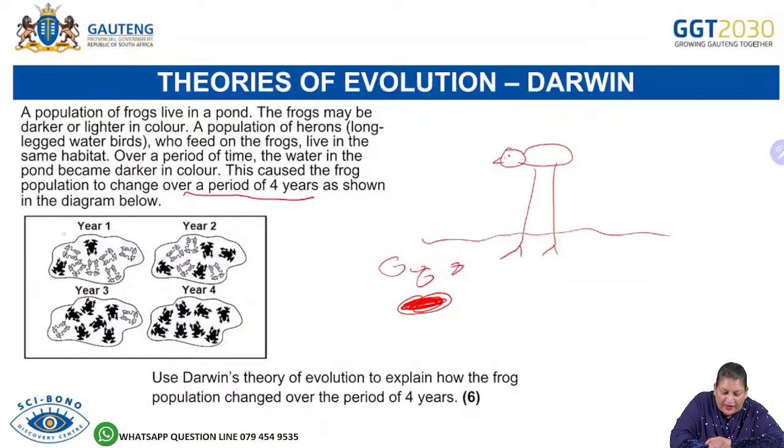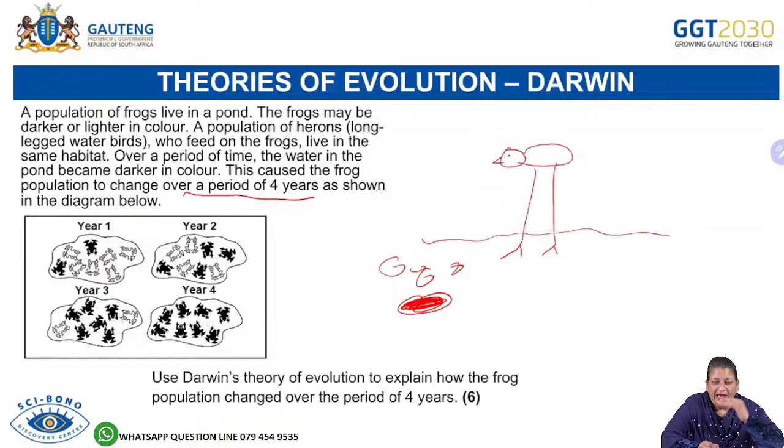So let's look at year 1. Count. There were 2 dark colored frogs, and there were 1, 2, 3, 4, 5, or 6 light colored frogs. Year 2, slowly the water is becoming darker. Now in year 2 we got 4 dark colored frogs, which means the dark colored frogs increased by 2 and the light colored frogs decreased by 2. In year 3 now we can see actually 6 dark colored frogs and 2 light colored frogs.